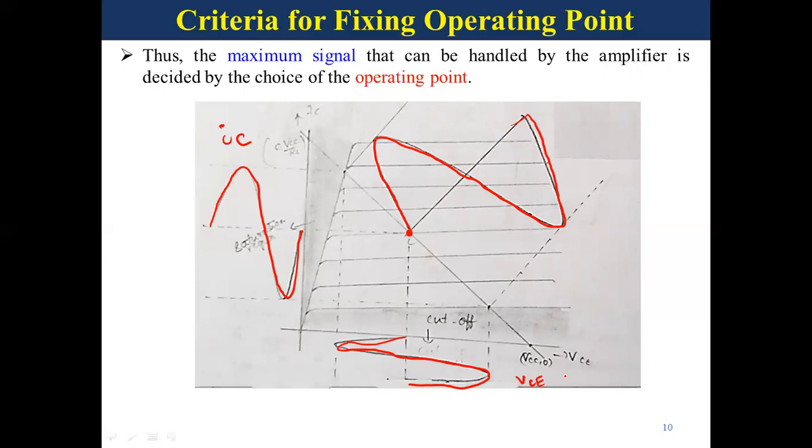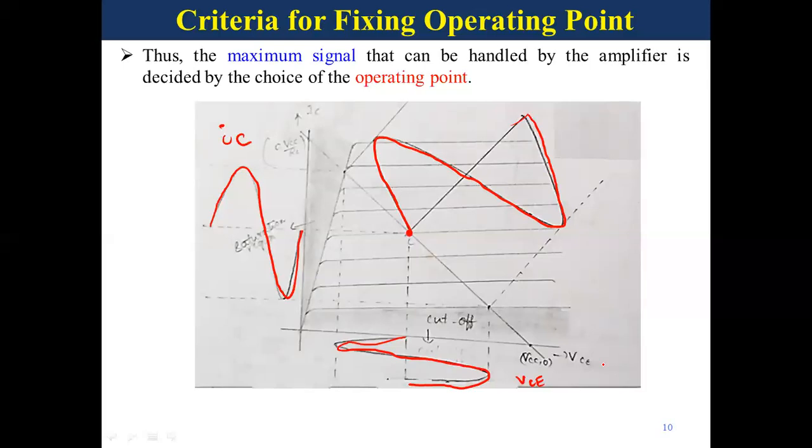If you apply a signal larger than this, definitely for the positive peak it is operated in saturation and that portion is clipped out, and for the negative peak it is operated in the cutoff region and that portion is also clipped out. So this is the maximum signal handled by the transistor, and that depends on the operating point. Likewise, we can explain the selection of operating point.